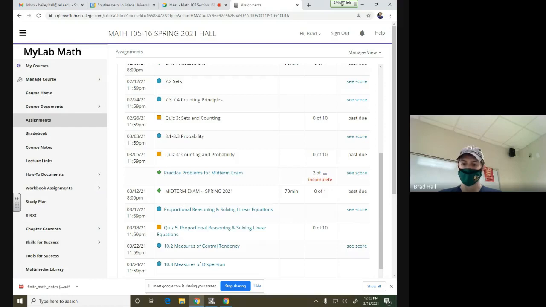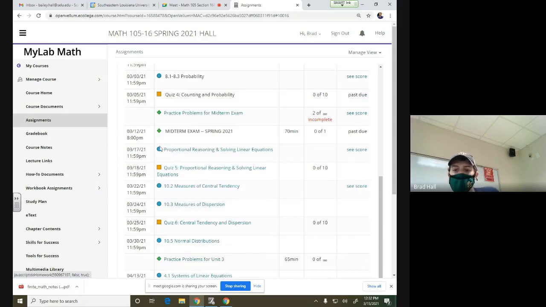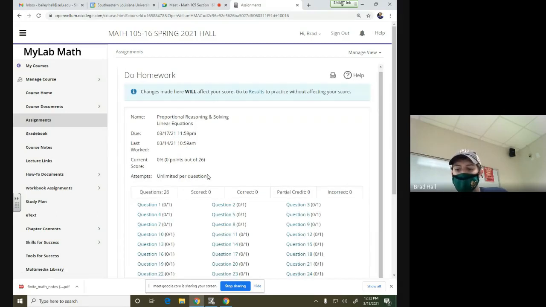Just keep in mind the 2 due dates coming up. The first homework after the midterm is proportional reasoning and solving linear equations, due on the 17th, which is Wednesday. The 18th is a quiz for exactly that. You might find this section pretty straightforward. Proportions and linear equations are just very basic algebra, so you might knock it out fairly quickly. But don't forget about the due date.